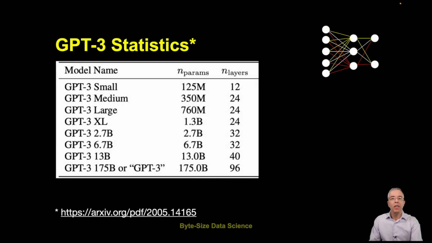GPT-3 came out in 2020. We see here that GPT-3 has 175 billion parameters. These are the weights we talked about earlier, where our example used 21. GPT-5 is said to have 3 to 5 trillion parameters. Note also that GPT-3 has 96 layers, many more than our simplistic example.